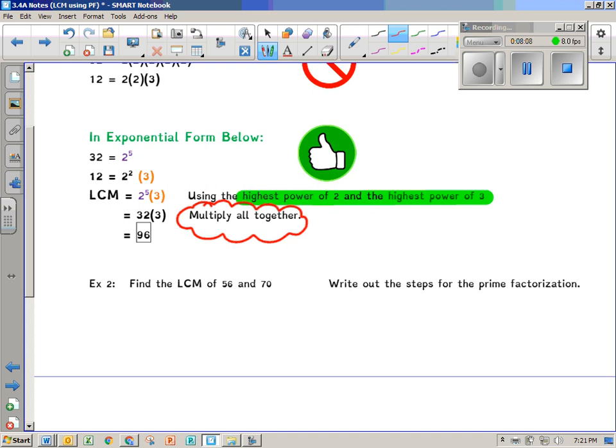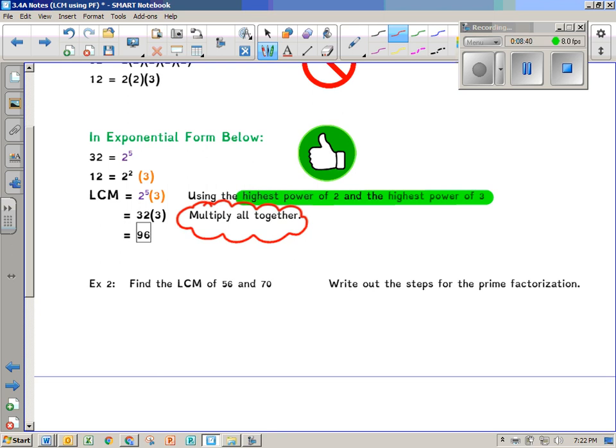So you compare 2 to the 2nd, 2 to the 5th, and you want the highest, 2 to the 5th times 3. The reason you want the highest is because 2 to the 2nd will fit inside of 2 to the 5th, but 2 to the 5th won't fit inside of 12. That's why you need the highest power. There was only a 3 to the first power, so we use it. So 32 times 3 gives us 96.